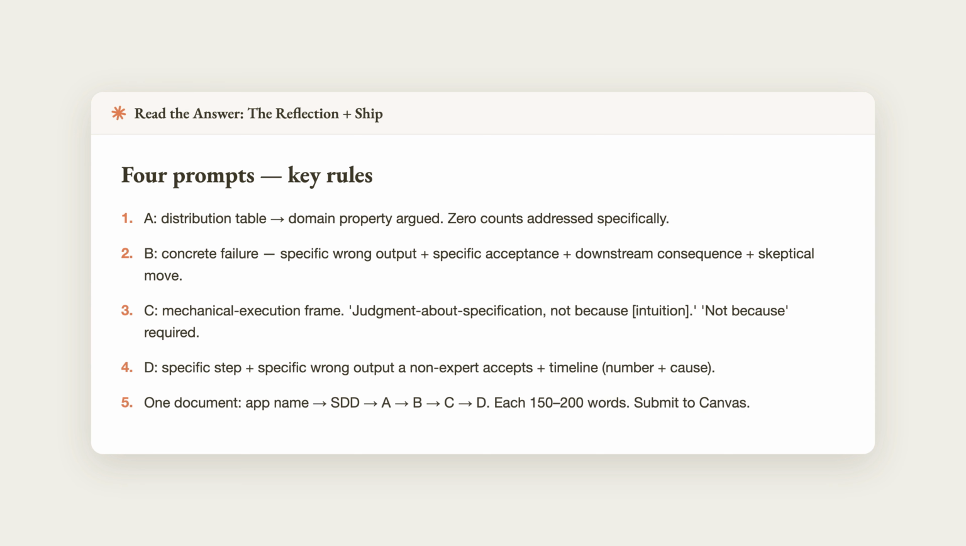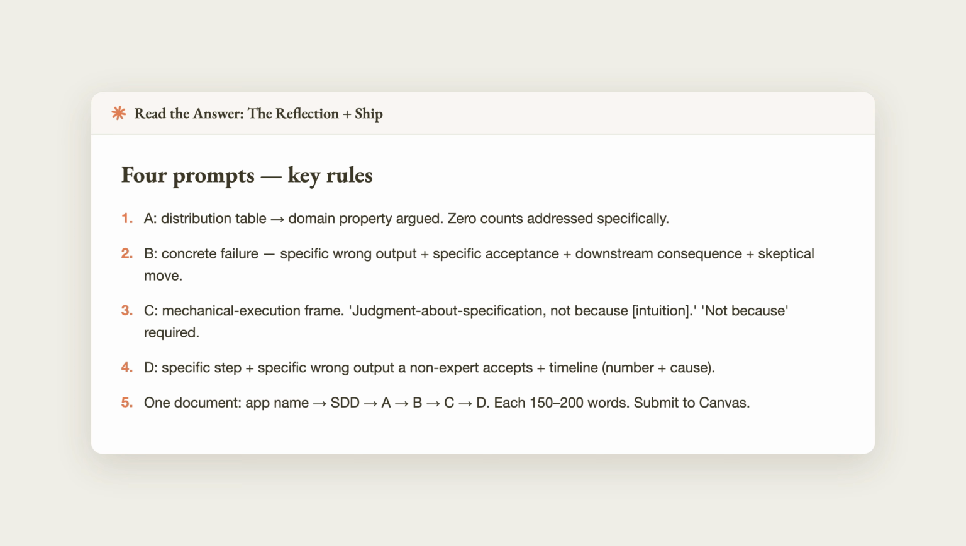Analyze, do not describe. Prompt A cites the distribution table and says what the count reveals about the domain, not the rubric. Prompt B names a concrete failure, specific wrong output, specific acceptance, downstream consequence, one skeptical move argued. Prompt C uses the mechanical execution frame: judgment about specification, not because intuition. The "not because" clause is required.